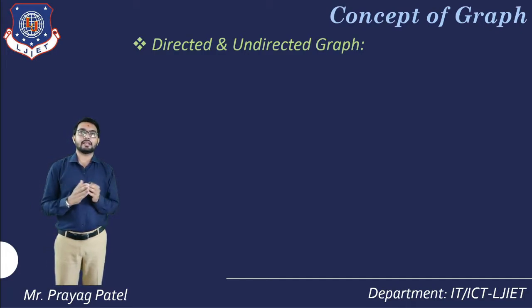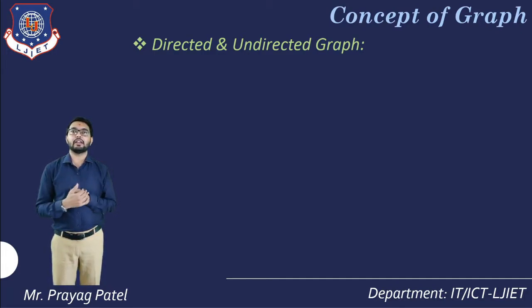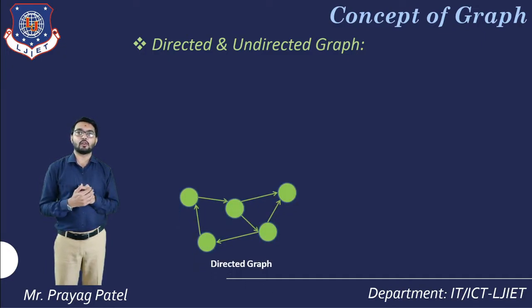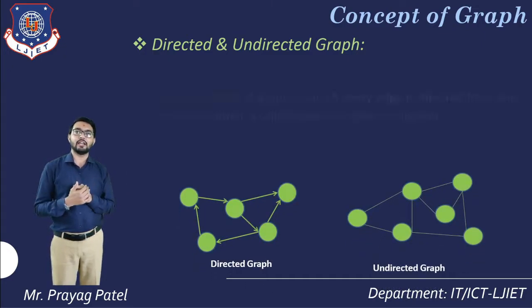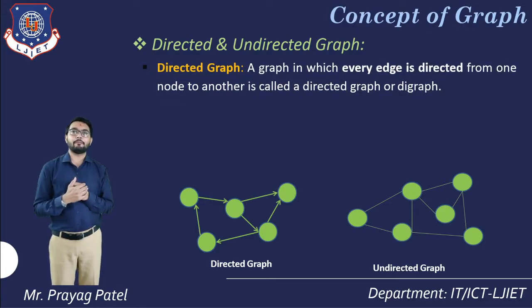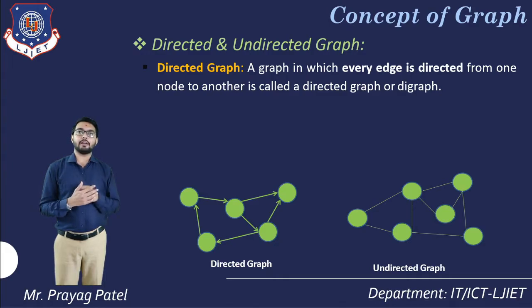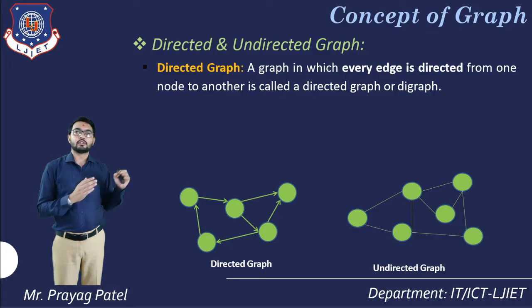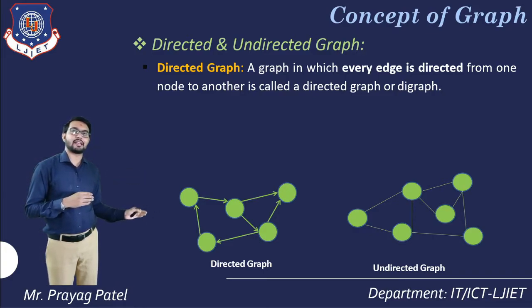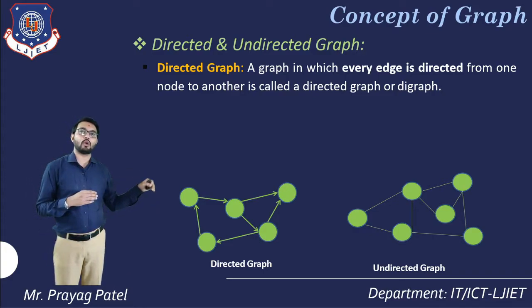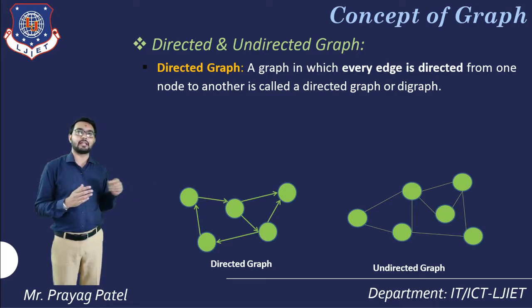Now the next definition is directed and undirected graph. First understand what a directed graph is, then consider the undirected graph. A directed graph means a graph in which every edge is directed from one node to another node is called the directed graph. So here consider the first figure as a directed graph. From any node to any other node, consider the edges which are directed. Some direction is there from one node to another node. So this is called the directed graph.